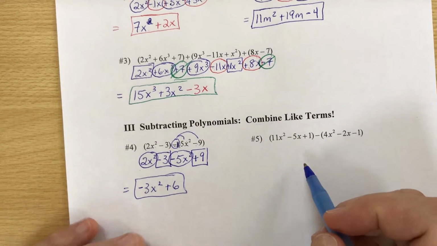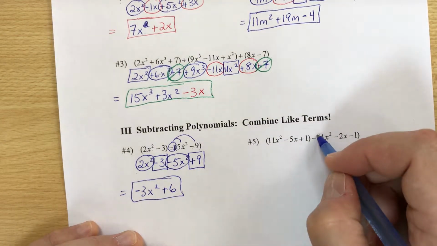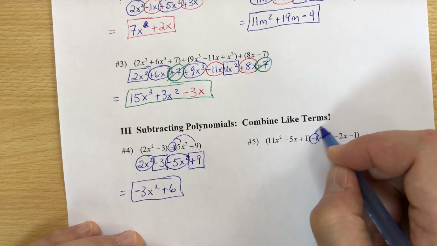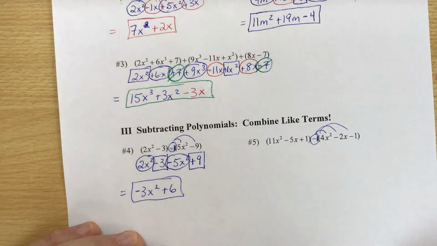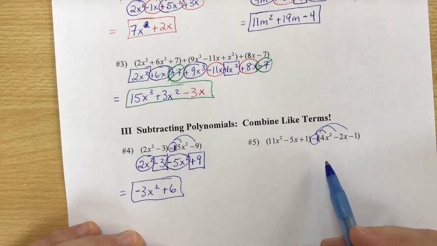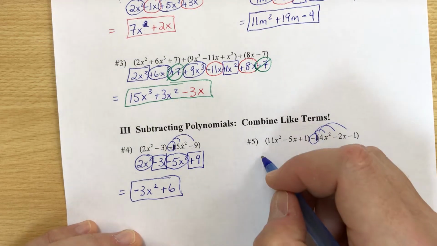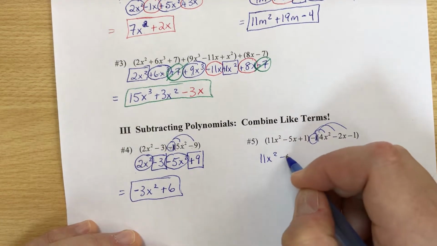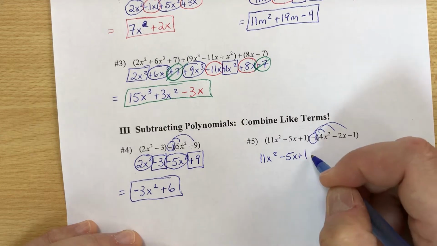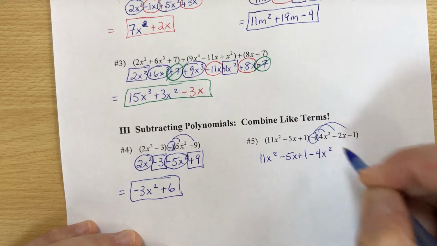Let's take 15. Again, I'm going to distribute my minus 1. I'm going to do that first. Again, can you do this in your head? Yeah, you probably can. But what you're going to find is that the more that you write it out, the less likely you are to make mistakes.